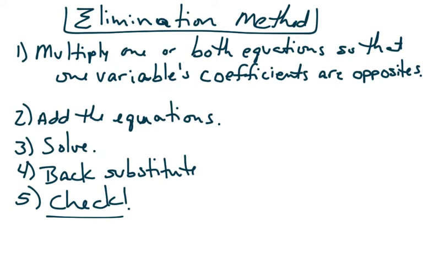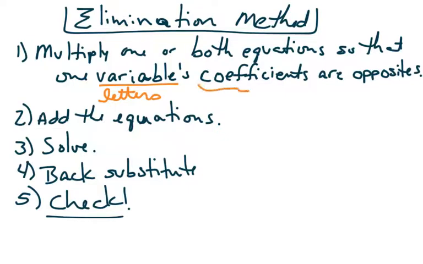In the elimination method, your steps are to multiply one or both of the equations so that one variable's coefficients are opposites. Now that's a lot of big words in there that we need to make sure we know the definitions to, so that we can actually go through this procedure. So we know that variables are the letters. Okay. So it's one of the variables' coefficients.